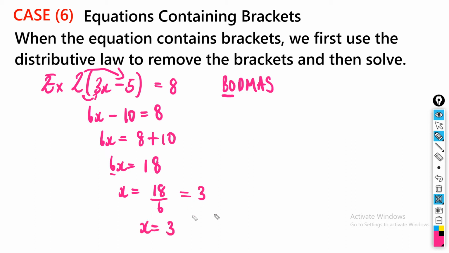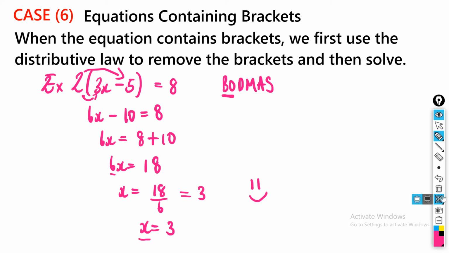Cool. So it's pretty simple. When it comes to case 6, guys, with brackets, make sure that you do the brackets first, follow the BODMAS rules, and then of course you solve for the unknown, which is x. Cool. All right, so let's move on to case 7.